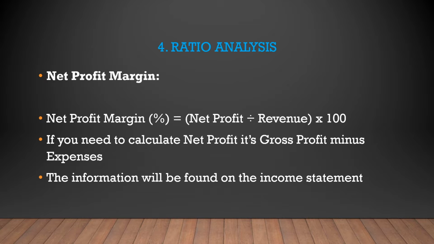The other ratio you need to be aware of when they talk about ratio analysis is net profit margin. Net profit margin, again, expressed as a percentage. The formula is net profit divided by revenue times 100. If you need to calculate the net profit, remember net profit is different to net profit margin. Net profit is the gross profit minus expenses. And you'll find that on the income statement.